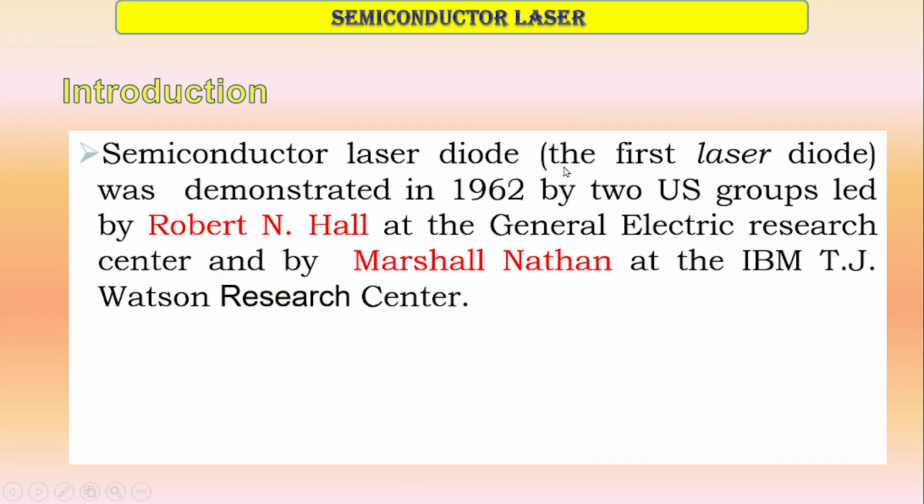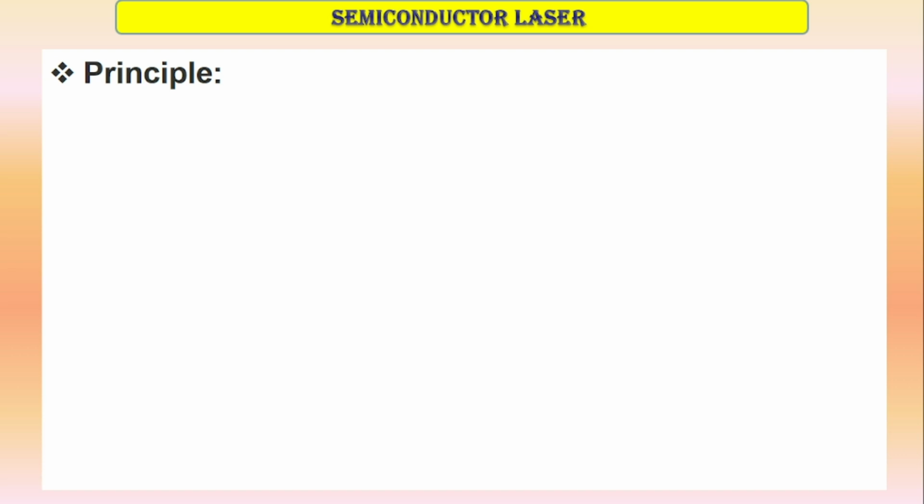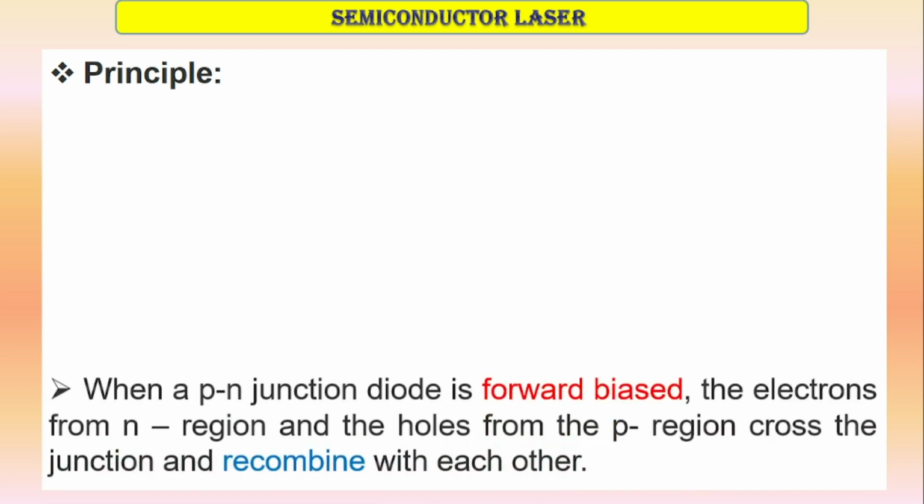Semiconductor laser diode. The first laser diode was demonstrated in 1962 by two US groups led by Robert N. Hall at the General Electric Research Center and by Marshall Nathan at the IBM TJ Watson Research Center. It is fabricated especially from a PN junction diode, and this diode emits laser light when it is forward biased. Let us see the principle of semiconductor lasers.